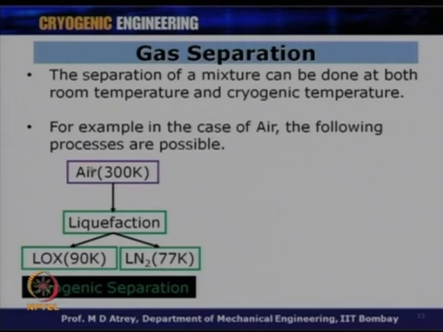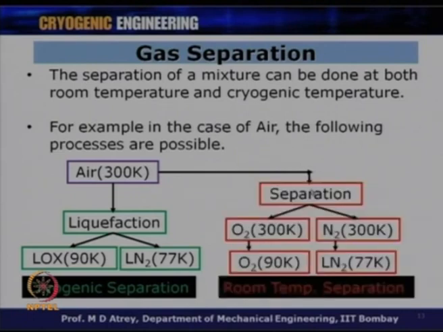And therefore, because this separation is occurring at lower temperature, first I am liquefying air and then I am separating the two gases from liquid air. I call this process cryogenic separation. The other process is, I have got air first at 300 Kelvin, at room temperature itself, and I am separating this mixture, assuming that air is a mixture of nitrogen and oxygen only. I got oxygen at 300 Kelvin and I got nitrogen at 300 Kelvin.